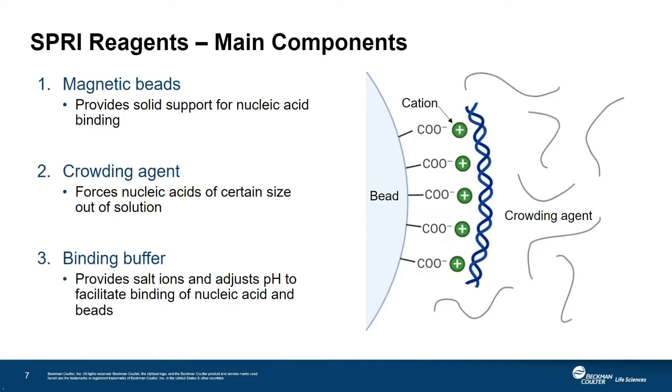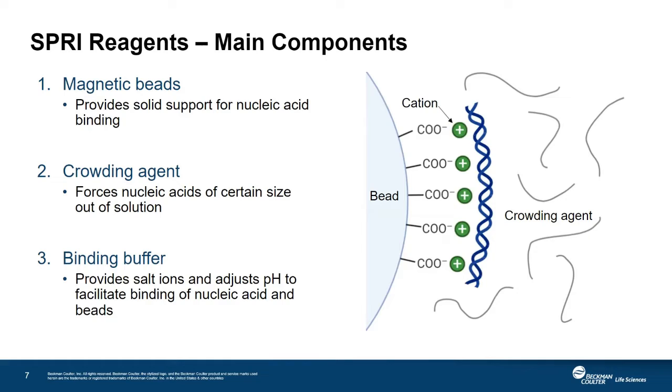And then the binding buffer. This is really important. The binding buffers themselves contain salt ions, and they help adjust the pH for binding. The cation that you see here acts as a bridge between the bead and the nucleic acid that's in the sample itself.